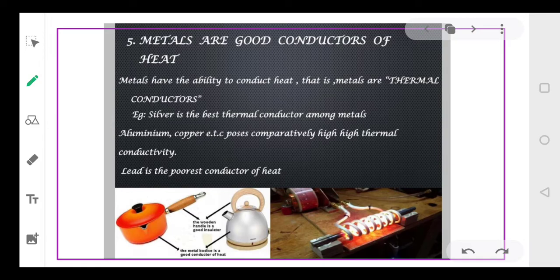Apart from this, we are also using metals to make the iron rods, the rods that we use to conduct heat in the water.